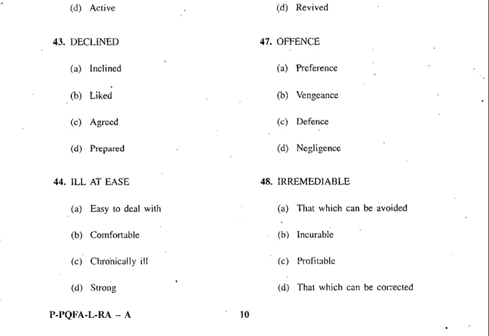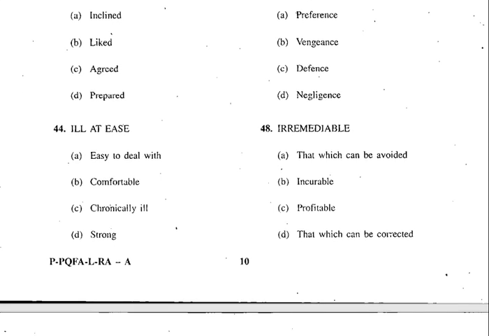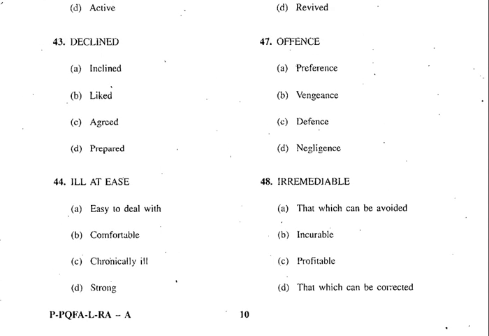Now here, let's see the options that have been given. Offense: preference, vengeance, defense, negligence. Now here you prefer something. You give preference to something. You like something, that's why you give preference to it. You prefer to drink tea rather than coffee.